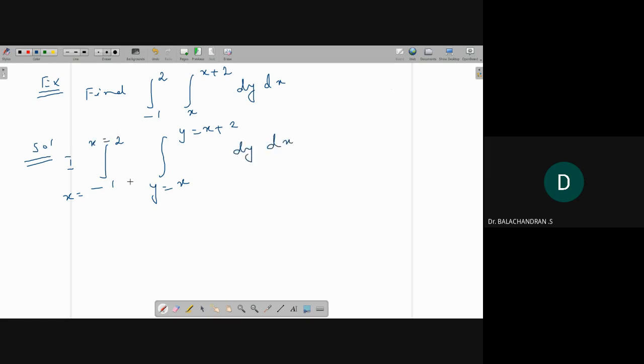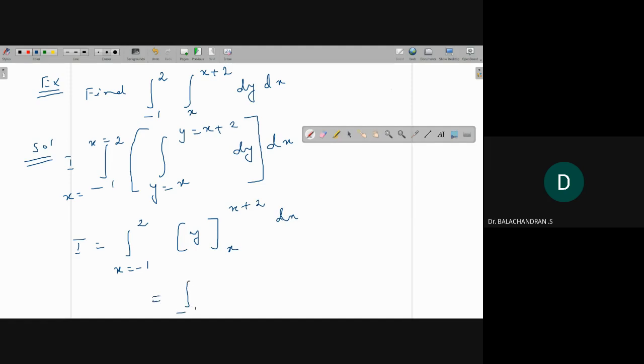Now, integrate the inner integral with respect to y. So I is equal to the integral from x equal to minus 1 to plus 2. If you integrate dy, you'll get y, and the limit is from y equal to x to x plus 2, into dx. The upper limit is y equal to x plus 2 minus y equal to x. So x gets cancelled, and you have 2 into dx.